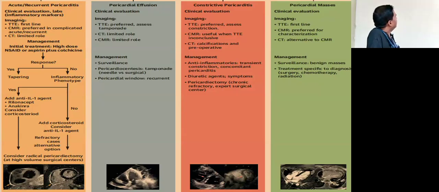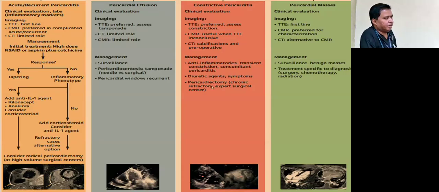Acute pericarditis: clinically evaluate, then imaging, then initial management. If it is not responding, then adding add-on drugs, and finally in refractory cases consider radical pericardiectomy. In pericardial effusion, finding out the cause, by pericardiocentesis, and then if it is recurrent pericardial effusion, creating a pericardial window, and treating the cause. Constrictive pericarditis, finally, is treated by pericardiectomy.